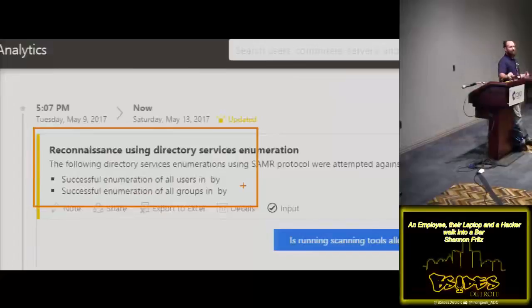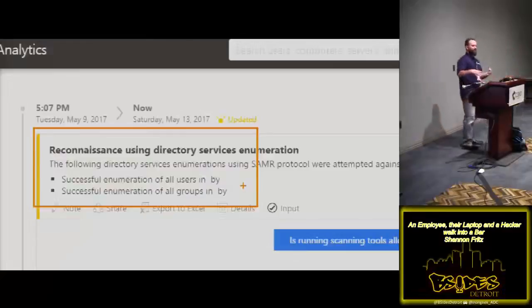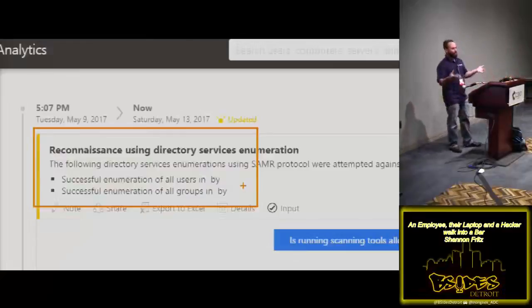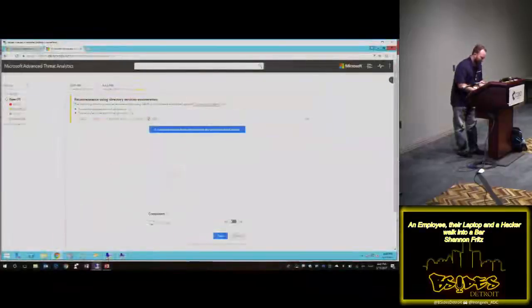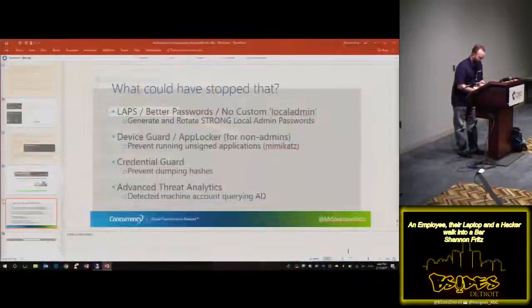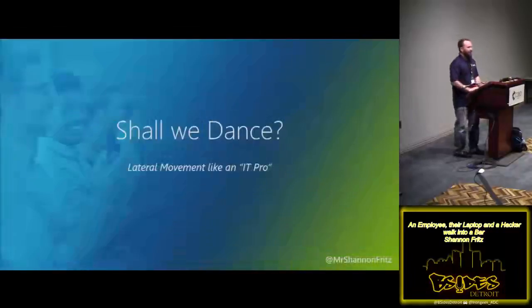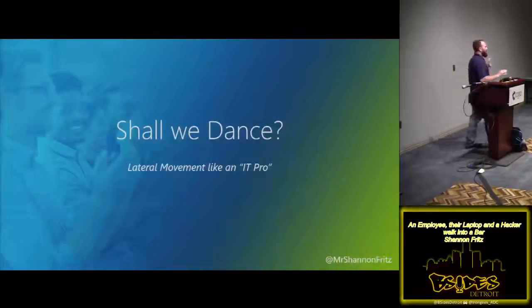It can also see other things like pass the hash and credential replays and golden tickets and all kinds of other stuff happening against Active Directory. And with these alerts getting generated, you can start taking actions on what's happening. So that's ATA in a super brief nutshell. But if we go from here, then we're ready to move, right? We're going to do some lateral movement like an IT pro.